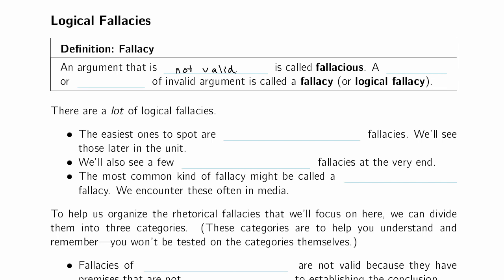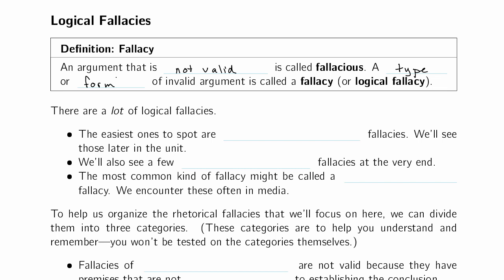Now, sometimes you'll see an argument that's not valid and you'll just look at it and say, what even is this nonsense? But often, a fallacious argument will follow one of several standard forms. A type or form of invalid argument is called a fallacy.